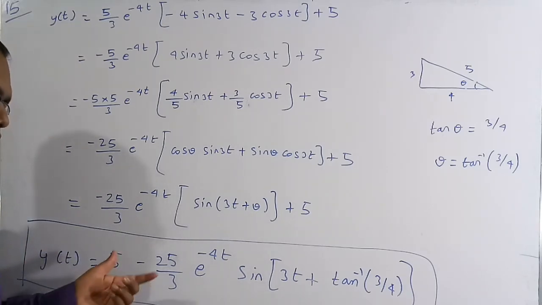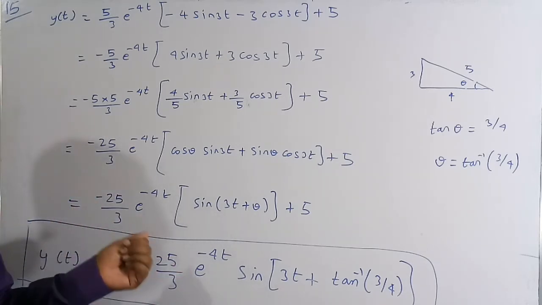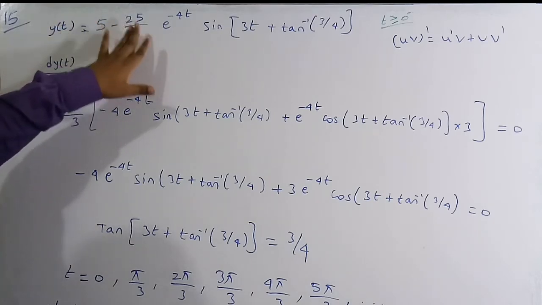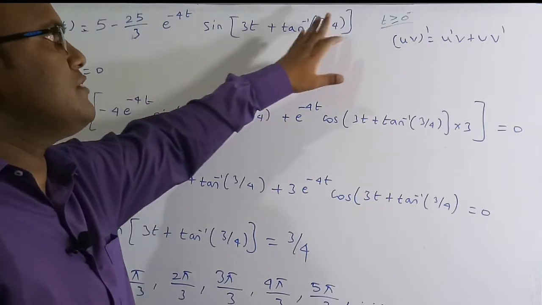So here y of t, this is the time domain expression, and now we need to find what is the maximum value of this function. So this is the output expression, y of t is equal to 5 minus 25 by 3 e to the power of minus 4t into sin of 3t plus tan inverse of 3 by 4.